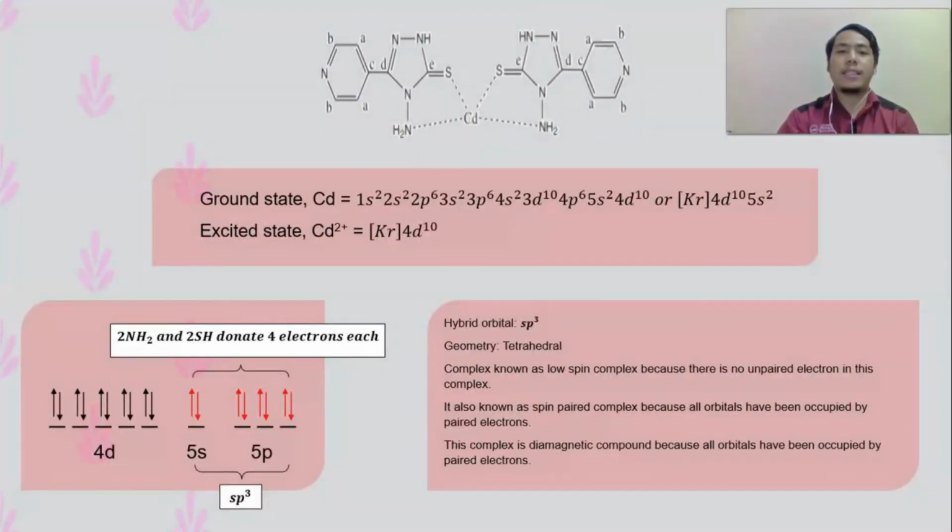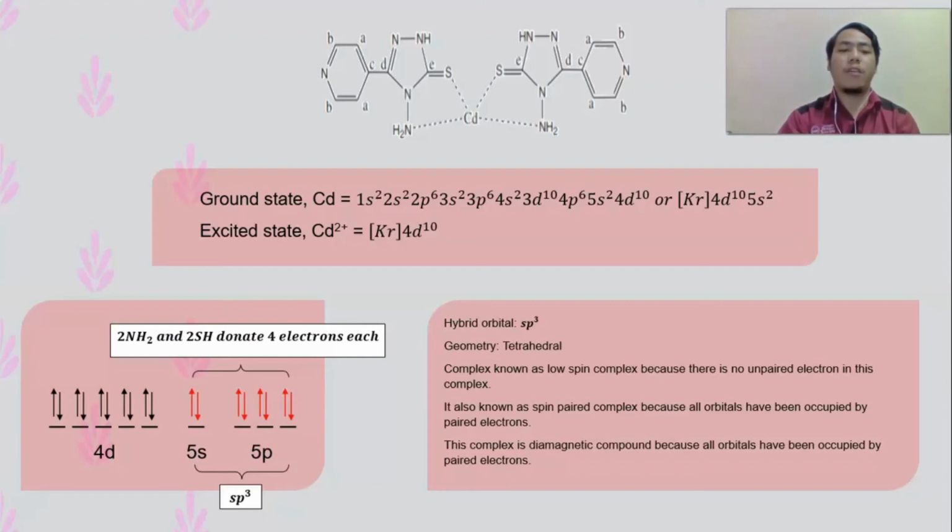As we can see, this is our complex, so cadmium is the central metal. In the ground state, cadmium is 1s2, 2s2, 2p6, 3s2, 3p6, 4s2, 3d10, 4p6, 5s2, and 4d10. Or we can just use the condensed electron configuration, which is krypton 4d10 5s2. In the excited state, cadmium will be the cadmium 2+ ion, and the electron configuration will be krypton 4d10. The 4d orbital will be filled by paired electrons.